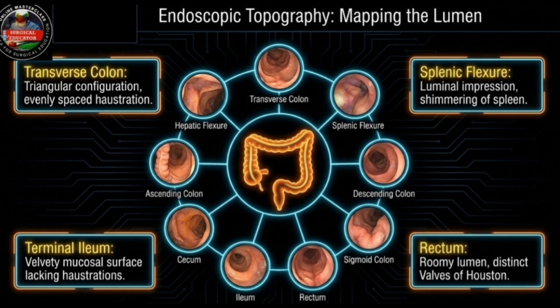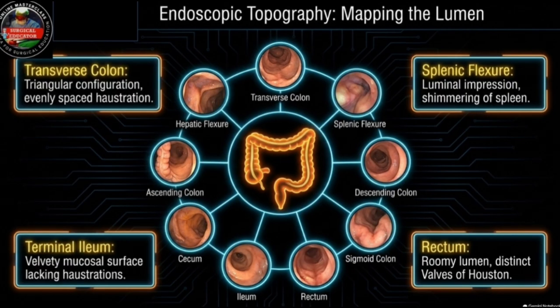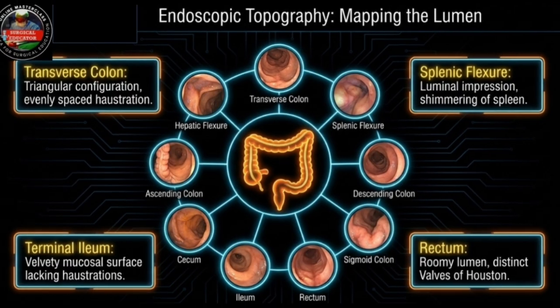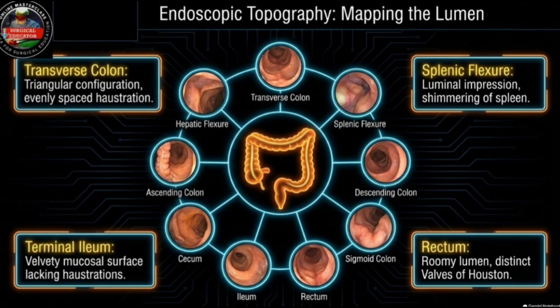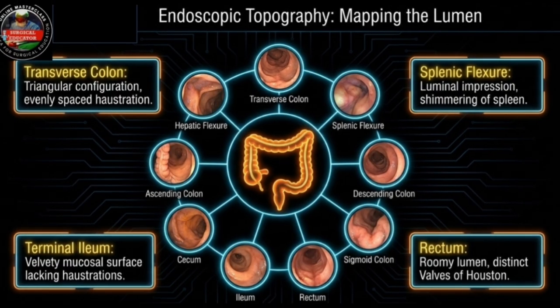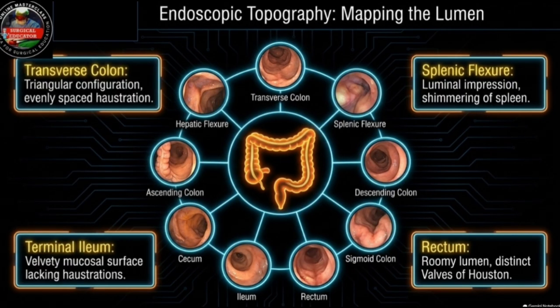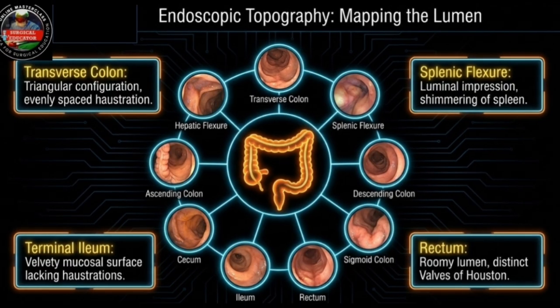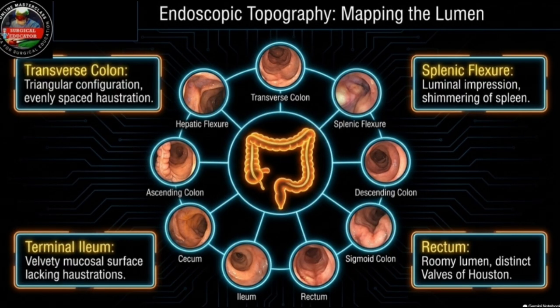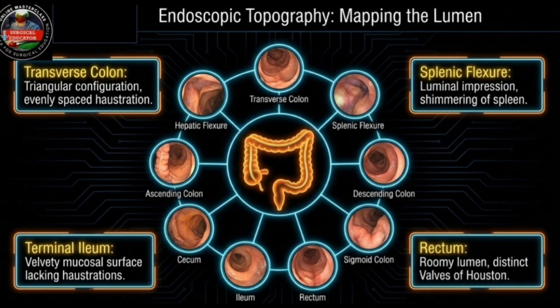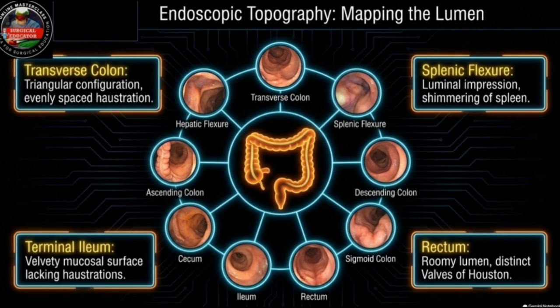What exactly is a haustration? A haustration is essentially a sacculation or a pouch-like fold in the wall of the colon. They are created by the taeniae coli, which are these longitudinal bands of muscle running the length of the large intestine. And they create that shape. Right. In the transverse colon, these bands pull the tissue into a very distinct triangular shape. When you see that triangular fold pattern on the monitor, you instantly know you are in the transverse section. It's like a map marker.